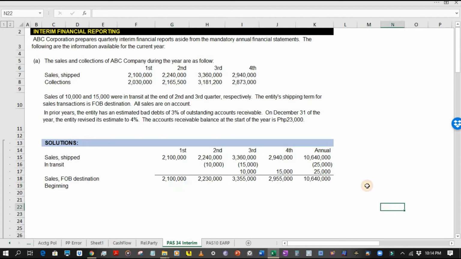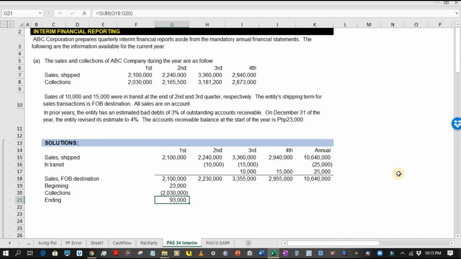Since based on the information all sales are on account, it means all our sales for each quarter are on credit. Since these are on credit, this will be recorded under accounts receivable. So let us start with the beginning balance. We have a beginning balance of 23,000 pesos. It will be reduced by the collections made during the first quarter, which is 2,030,000 pesos, which is in the information given. Then our ending balance of accounts receivable at the end of the first quarter is 93,000 pesos.